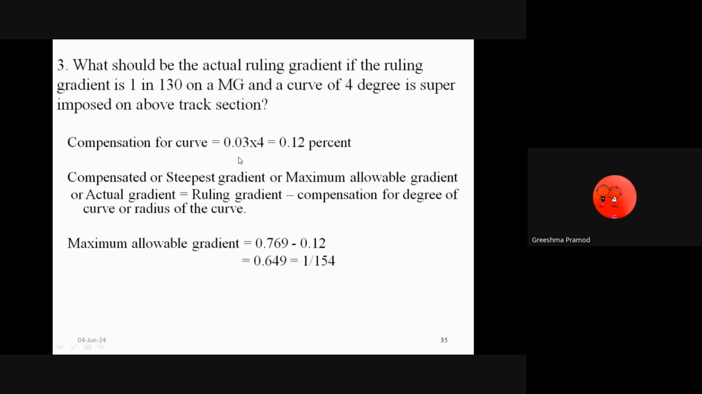So what do you mean by grade compensation? It is defined as the reduction in gradient at the horizontal curve because of the additional tractive force required due to this curve resistance. So to avoid the resistance going beyond the limits, the gradients are reduced in curves. That reduction in gradient at the horizontal curve is known as grade compensation. So the formula based on this is important.